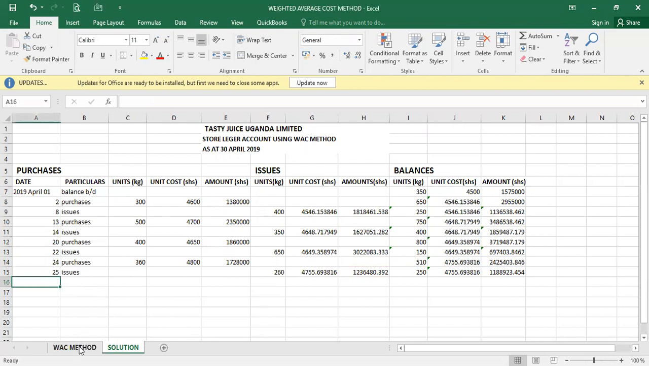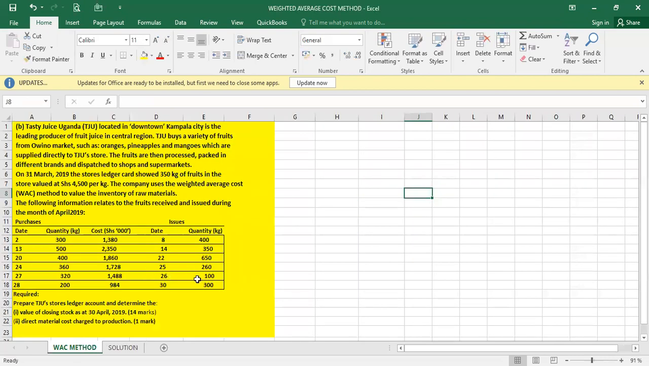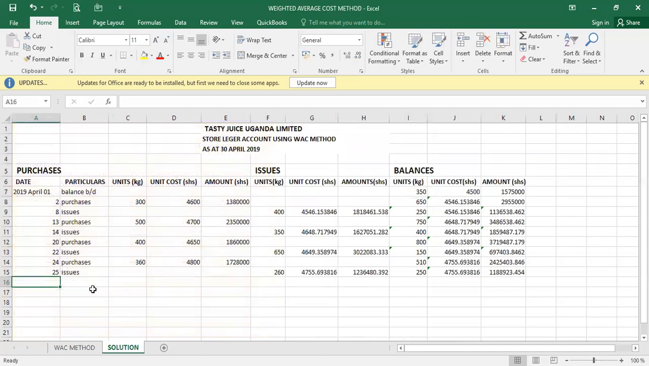Then you can go on to the next transaction, which happened on 26th. We issued out 100 units, and these 100 units were issued at the same cost. This one, we copy and paste it here.